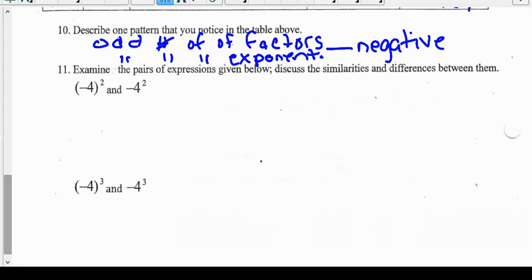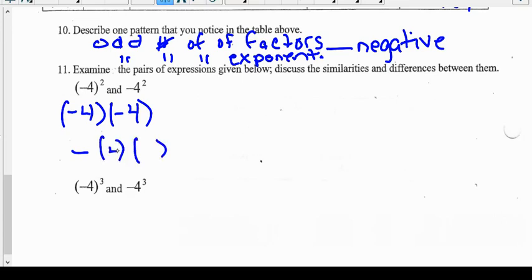Okay, so we're just going to talk about this one here. We seem to have the same numbers going on, but the parentheses make a difference. This is negative 4 squared, that's negative 4 times negative 4. Those parentheses show that I'm multiplying a negative times itself, whereas this is the opposite of 4 squared. So this is going to be 16, whereas this is going to be negative 16.